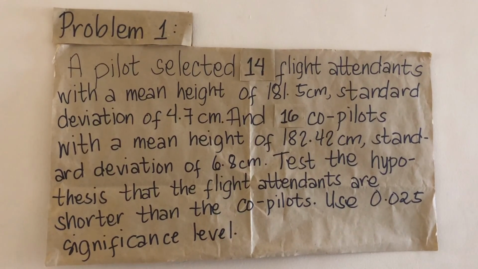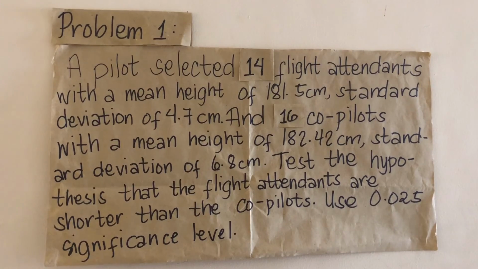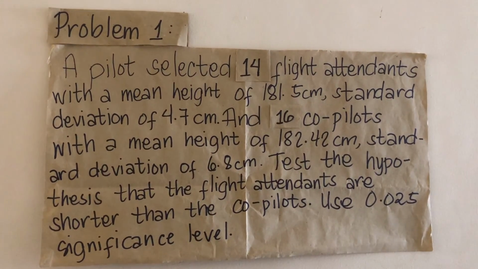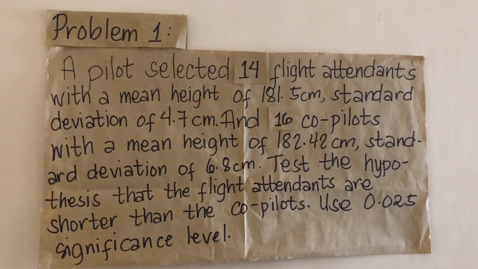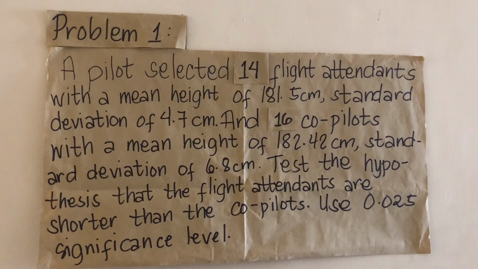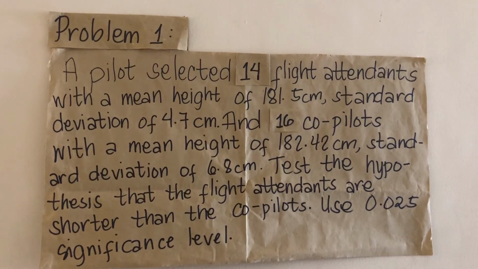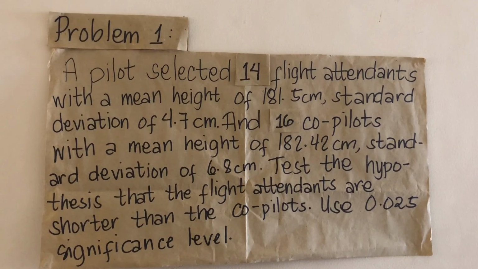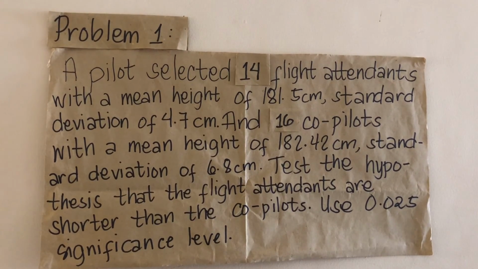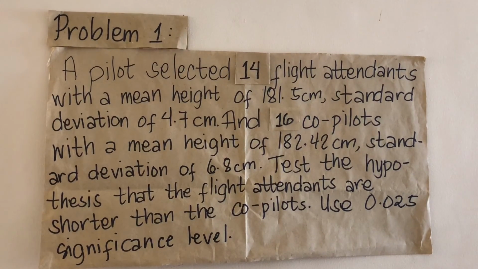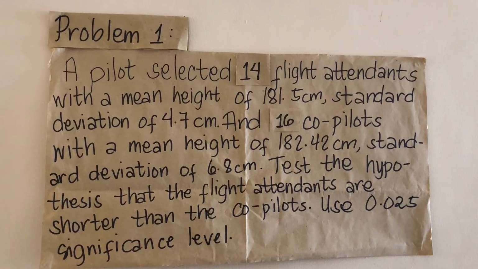A pilot selected 14 flight attendants with a mean height of 181.5 cm, standard deviation of 4.7 cm, and 16 co-pilots with a mean height of 182.42 cm, standard deviation of 6.8 cm. Test the hypothesis that the flight attendants are shorter than the co-pilots. Use 0.025 significance level.